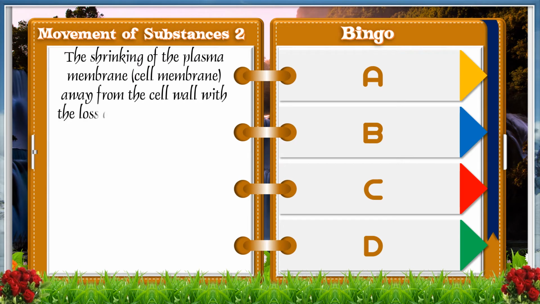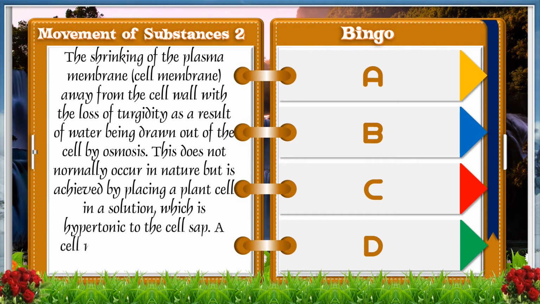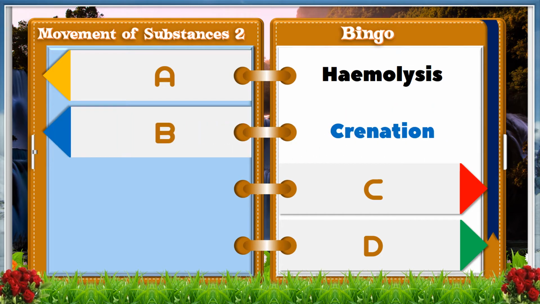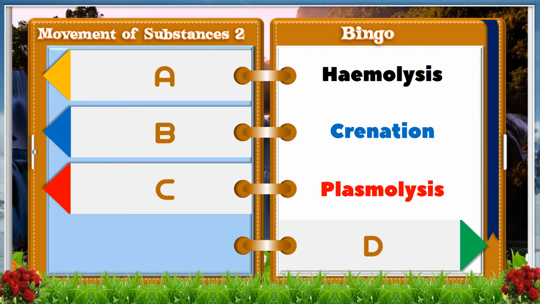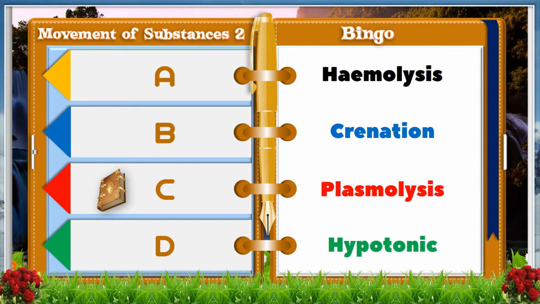The shrinking of the plasma membrane away from the cell wall with the loss of turgidity as a result of water being drawn out of the cell by osmosis. This does not normally occur in nature, but is achieved by placing a plant cell in a solution which is hypertonic to the cell sap. A cell will become flaccid before becoming plasmolyzed. A. Haemolysis. B. Crenation. C. Plasmolysis. D. Hypotonic. And the answer is C. Plasmolysis.